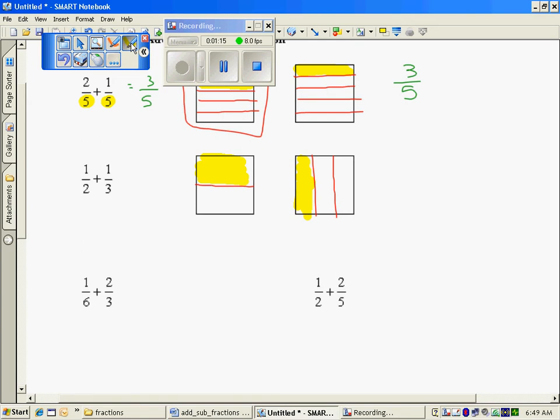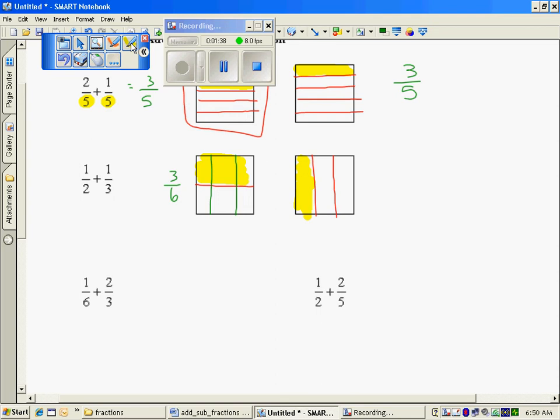So what I'm going to do is take my 1/2 and divide it lengthwise into 3 pieces, and now I've changed that into being a new fraction, which is 3/6. Now we talked about equivalent fractions. I have the whole divided into smaller pieces, but I have more of them. 1/2 is the same as 3/6.